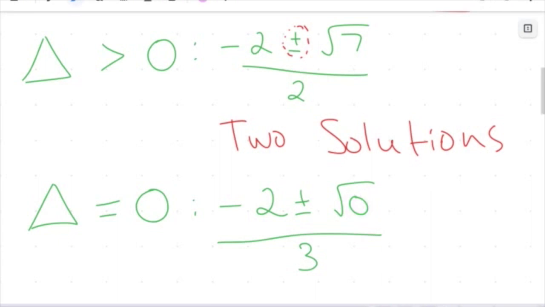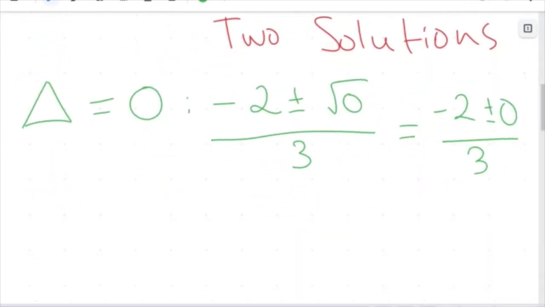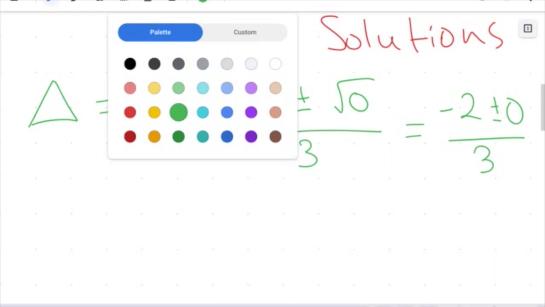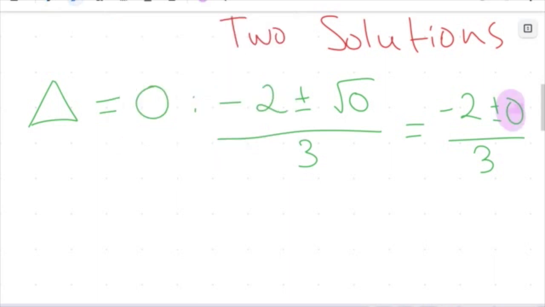Now, when I take the square root of 0, what number do I get? Well, I just want two numbers that multiply to give me 0. Well, that's just going to be 0, right? The square root of 0 is just 0. So that's -2 plus or minus 0 over 3. Now, have a think about this. If my number at the end here is 0, does the plus or minus section here even matter? Or does it become redundant?